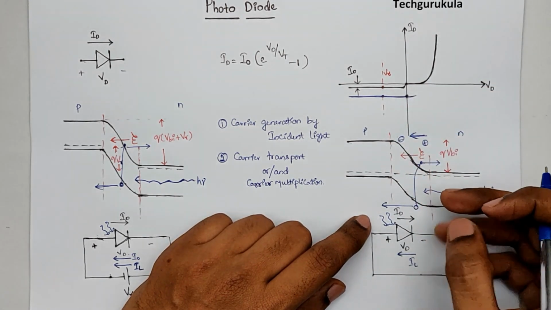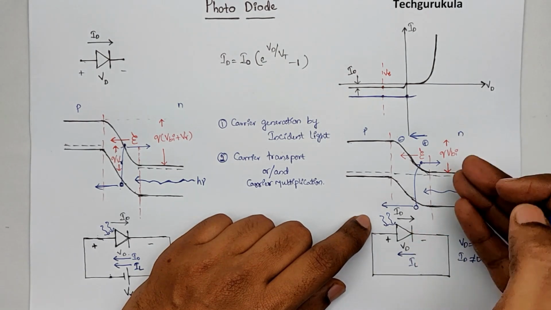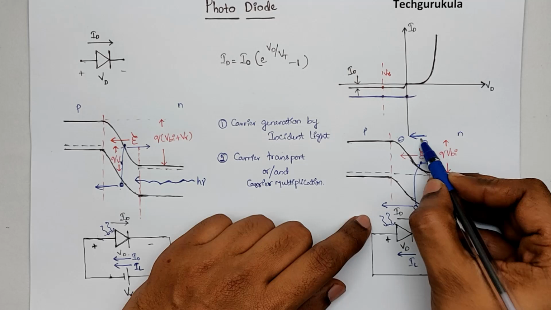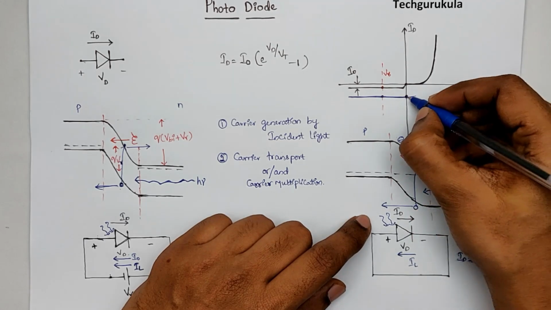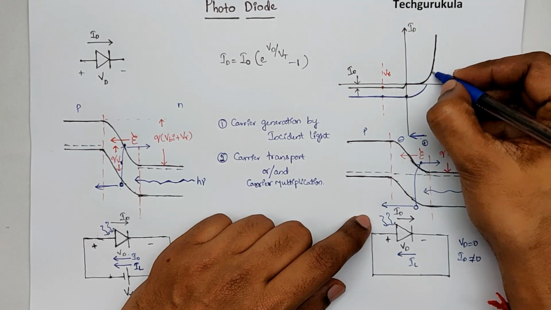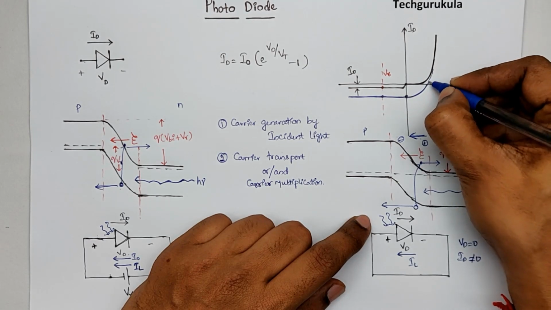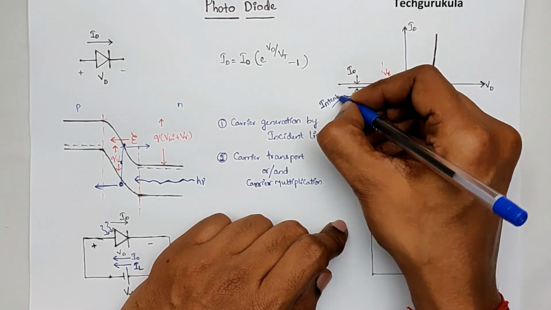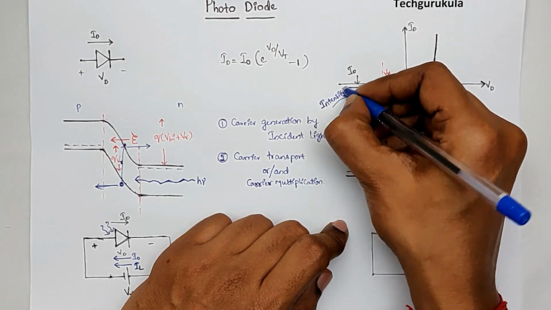But as we increase the forward bias, there would be a forward bias current which will be acting in the opposite direction to that of the IL. Hence, the current would keep decreasing in magnitude, and eventually it will meet this curve. This is, let's say, for an incident radiation intensity 1.